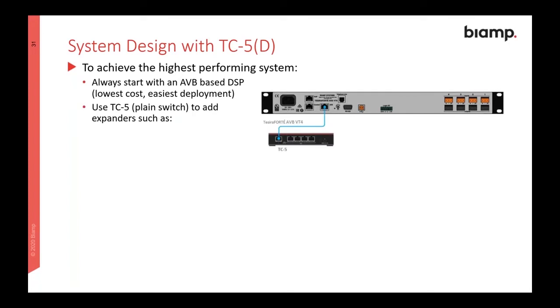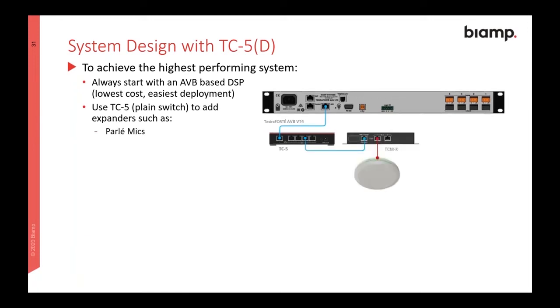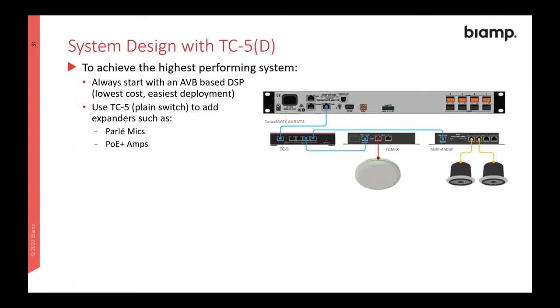When you want to use the TC5D or TC5 as simply a plain switch, you can just plug in expanders of various kinds, microphones, a PoE amp, XUBT, any AVB expander can be connected to the TC5. In this mode, it's pretty much passive. All of the work is happening between the expanders and the DSP. The TC5 really doesn't have much role here except just routing traffic.